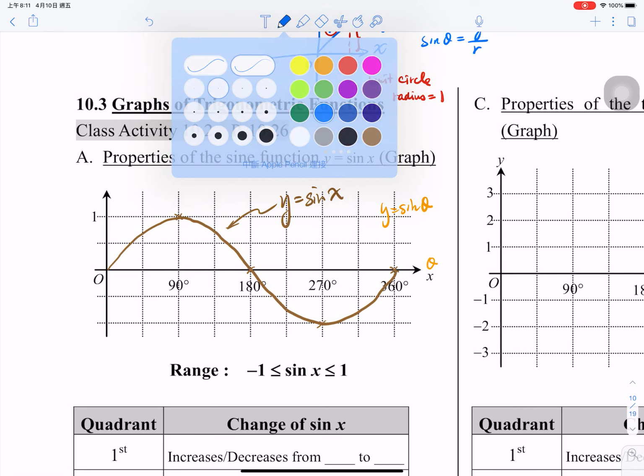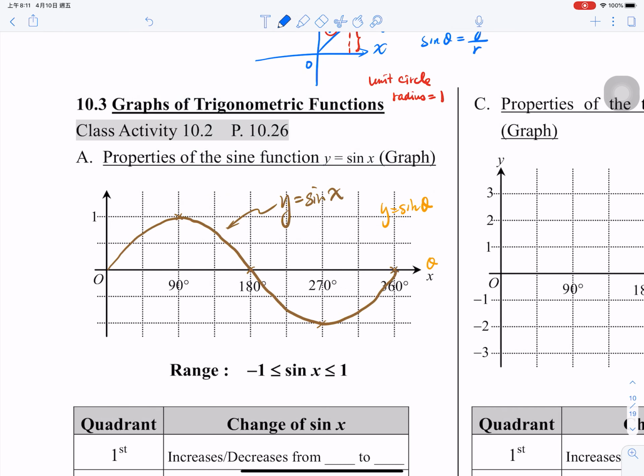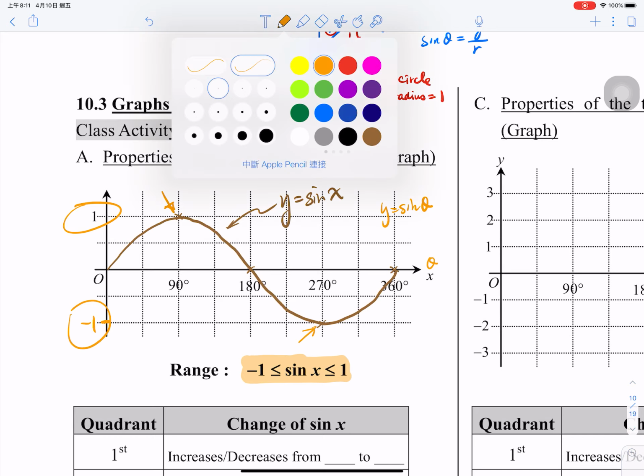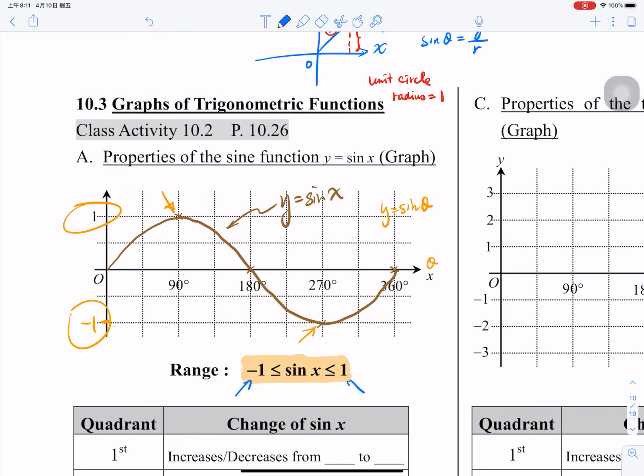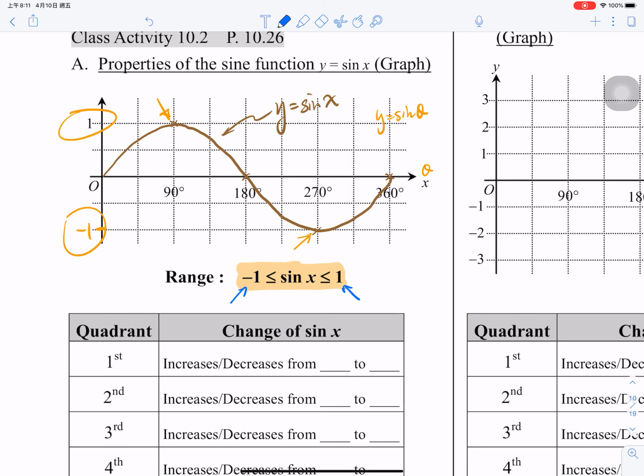Can you tell me which value is the maximum value of y? Very good. Here is the maximum point. We get the maximum value, 1. Which value is the minimum value? Good. This one is the minimum value. You get -1. So you see that the range of sine x is between -1 and 1. That means the smallest one is -1, the greatest value is 1.